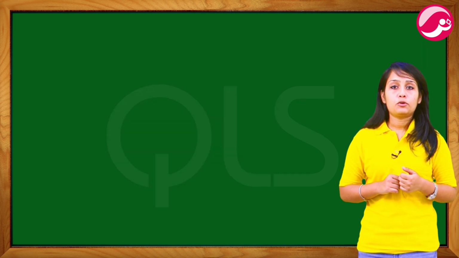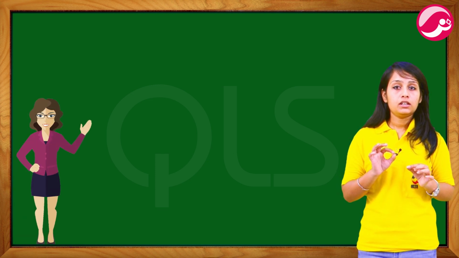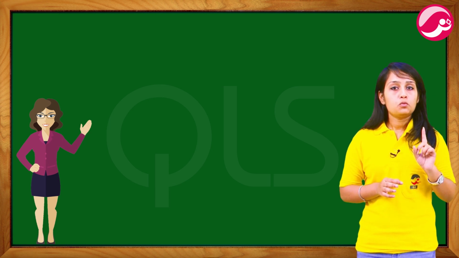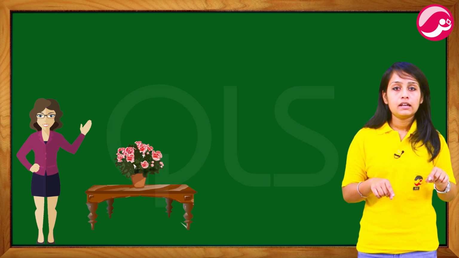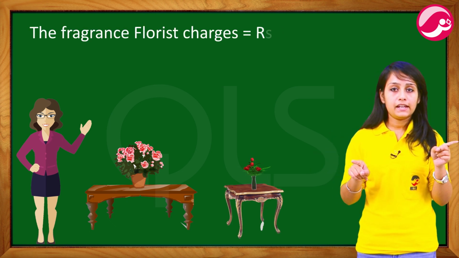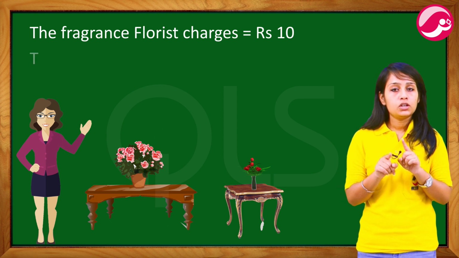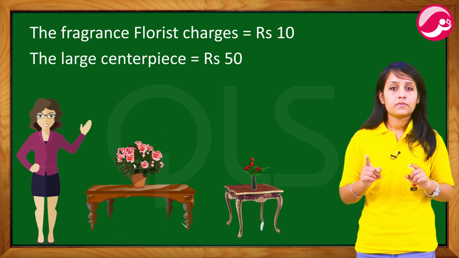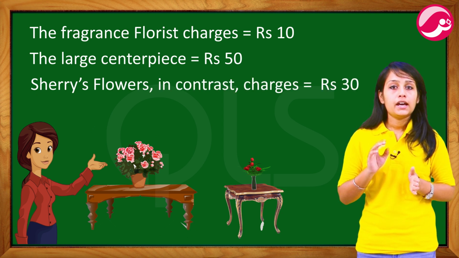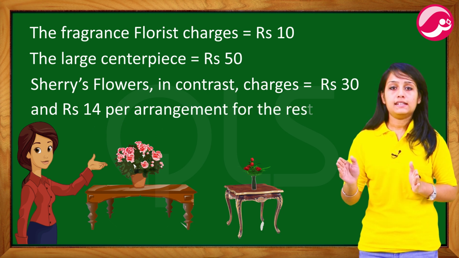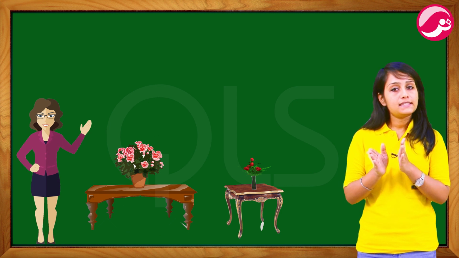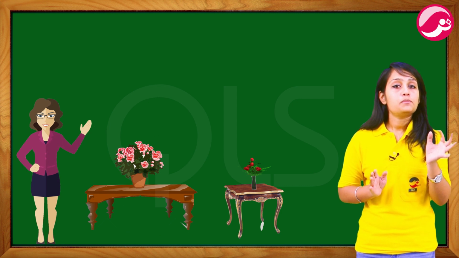Now let us take an example problem. Mrs. Sharma is researching what it would cost to order flower arrangements for a fancy party. She wants one large centerpiece for the head table and smaller arrangements for the smaller tables. The fragrance florist charges rupees 10 for each smaller arrangement plus rupees 50 for the large centerpiece. Sherry's flowers in contrast charges rupees 30 for the large centerpiece and rupees 14 per arrangement for the rest. If Mrs. Sharma orders a certain number of small arrangements, the cost will be same at either flower shop. What would the total cost be?